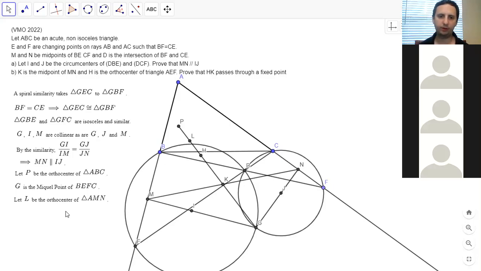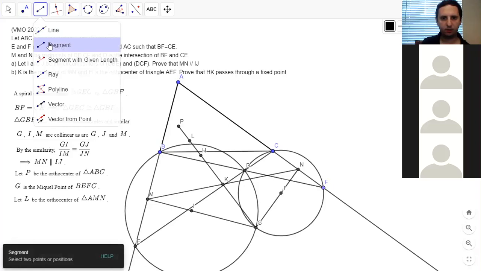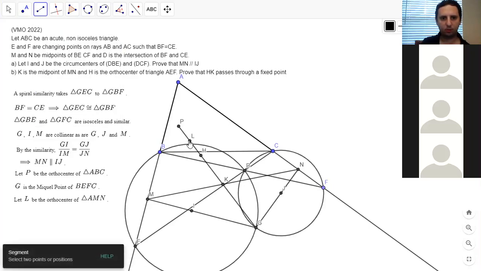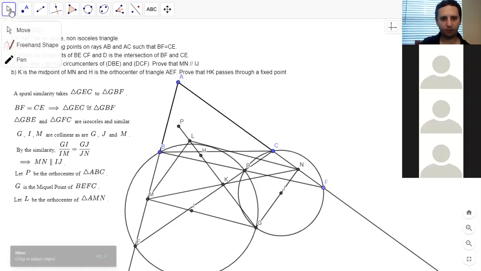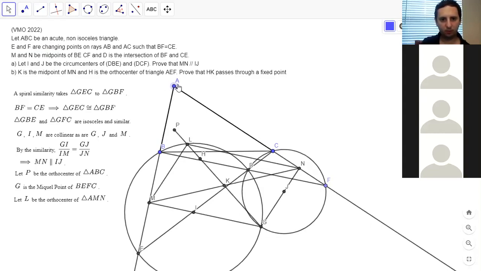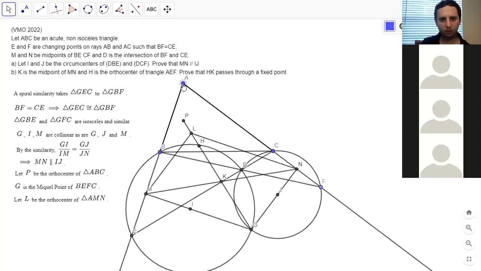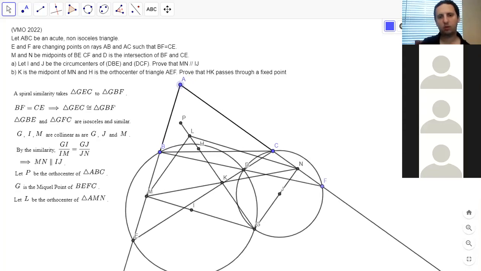So we want to show L, G, and K are collinear. This almost looks like a parallelogram: L, M, G, N. Maybe we shouldn't use L, I guess. It will make the problem harder. Let me just check if this is a parallelogram. It's obviously a parallelogram. It's well known that the reflection of the orthocenter with respect to the midpoint is on the circle.